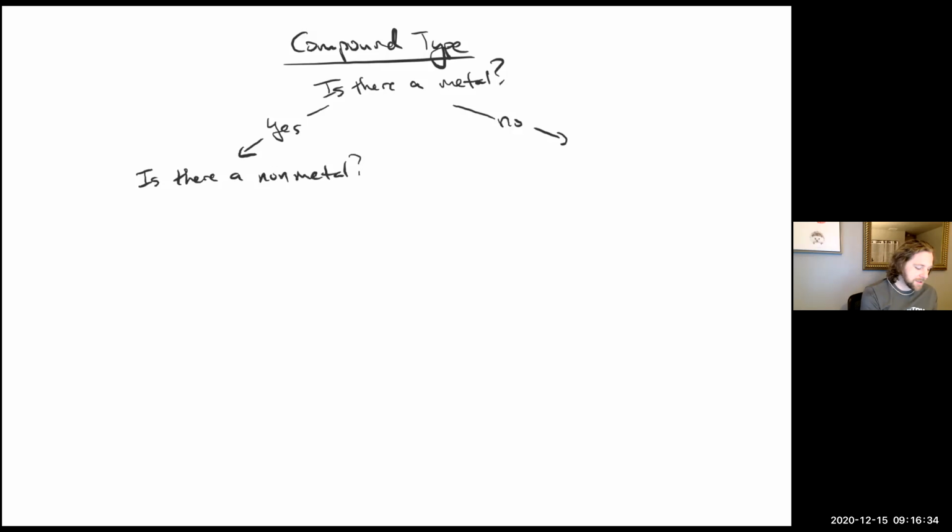And if the answer is no, if it's only metals, then you're looking at a metallic bond. And we're saying this is a pure metal. And then we talked about metallic bonds last time, where we have this sea of electron sharing where the metals conduct electricity really well. And it's called a sea of electrons because the electrons are easily shared amongst the series of metals in the solid or liquid form.